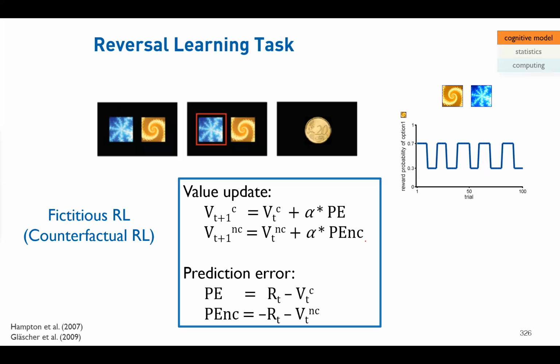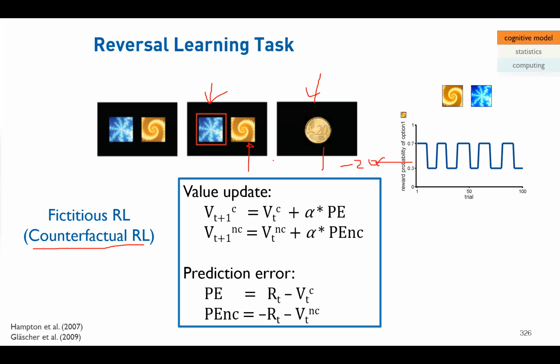But there might be an alternative model, a second version of the model. In the literature there is something called a counterfactual reinforcement learning model. What is counterfactual? Counterfactual means the opposite of the fact. So if I choose blue and then I receive a win, a reward, this is the factual outcome. What is the counterfactual outcome? If you had chosen the yellow one, what would you have received? Minus 20 cents.